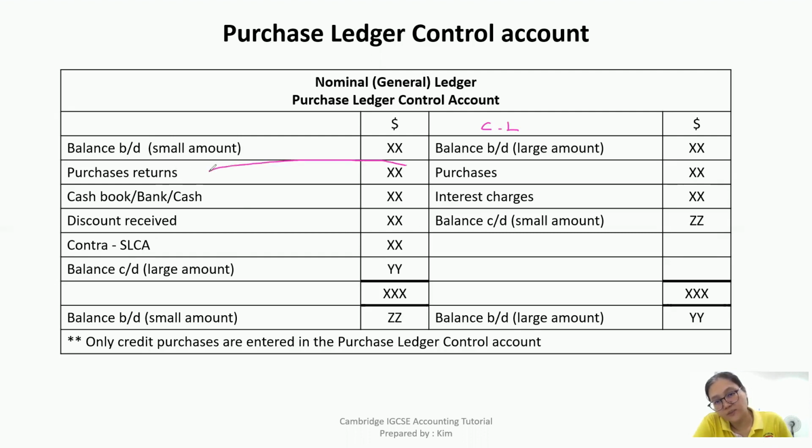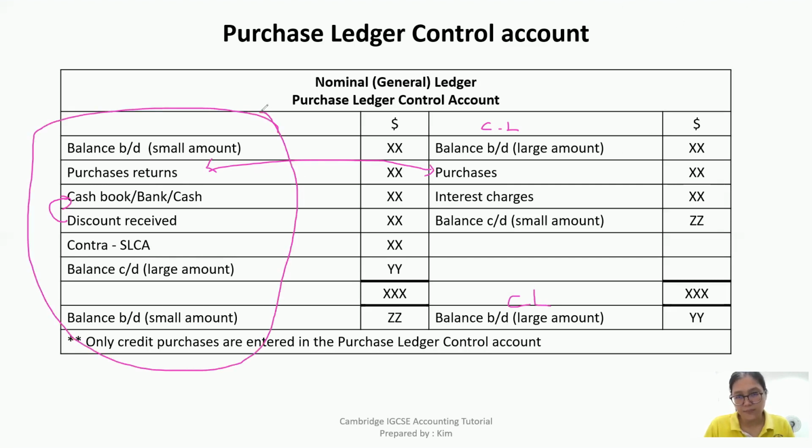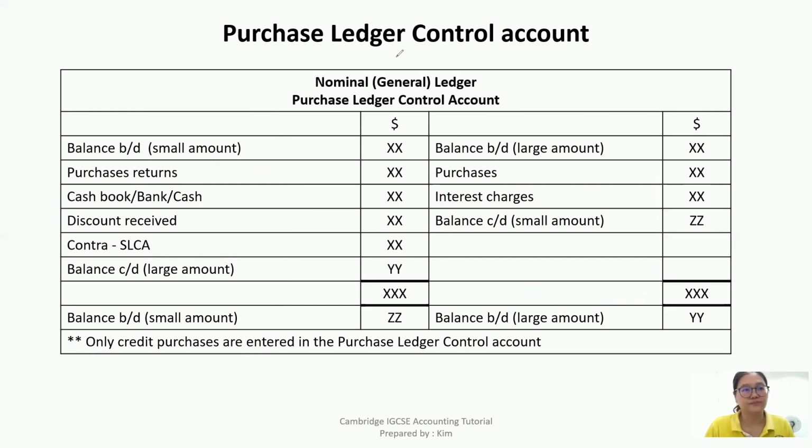Purchases return is always opposite to the purchases account. Cash, because we pay the supplier, so the cash or bank detail is on the debit side. Discount received is always together with the cash book or bank. Contra entry is on the debit. The large balance carried down is transferred to the credit side, which becomes the current liability. So basically, for these two accounts, the positions of debit or credit are fixed. Only the amounts in the question will change.